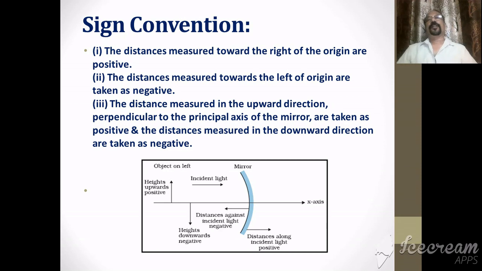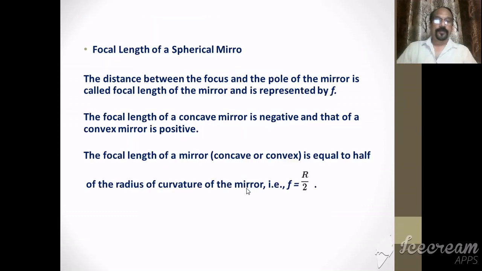The sign convention. I have shown you the sign convention through this figure. The incident light is coming towards the mirror along the x-axis direction. Distances measured against the incident light are always negative, and distances along the incident light are always positive. Heights in the upward direction are positive, and in the downward direction are negative. So through this figure we can understand better.